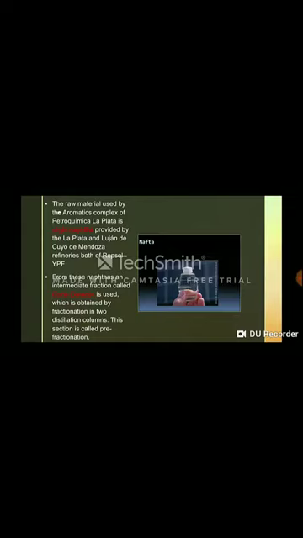The raw material used by the Aromatics BTX of Petroquímica La Plata is virgin naphtha provided by the La Plata and Luján de Cuyo de Mendoza refineries bought from Repsol. From these naphthas, an intermediate fraction called corte corazón is used, which is obtained by fractionation in two distillation columns. This section is called prefractionation.